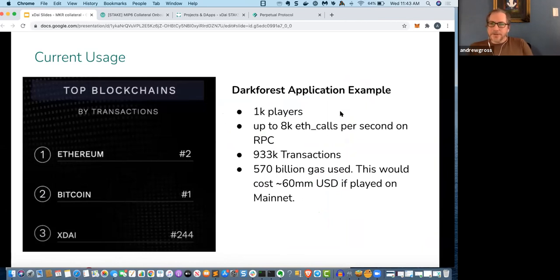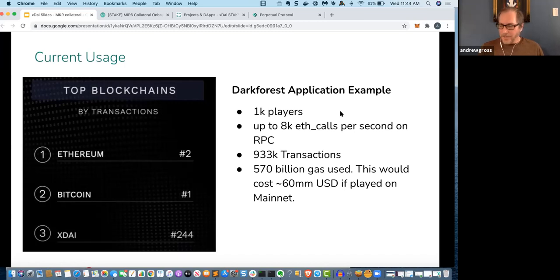So with Dark Forest in version 0.5, there were 1,000 players making 8,000 ETH calls per second at times. And we saw 933,000 transactions and 570 billion gas used. So it was quite an amazing experiment. And we'd actually run a prior beta round where we saw this kind of usage and had to look back at our infrastructure a little bit and really optimize some of it so that it was available for this round. And it worked really well.